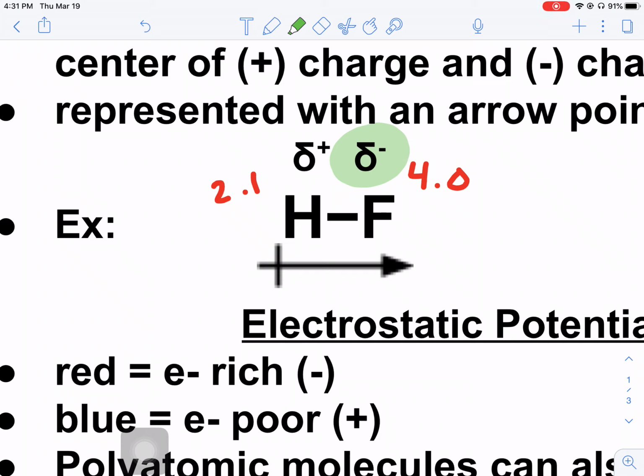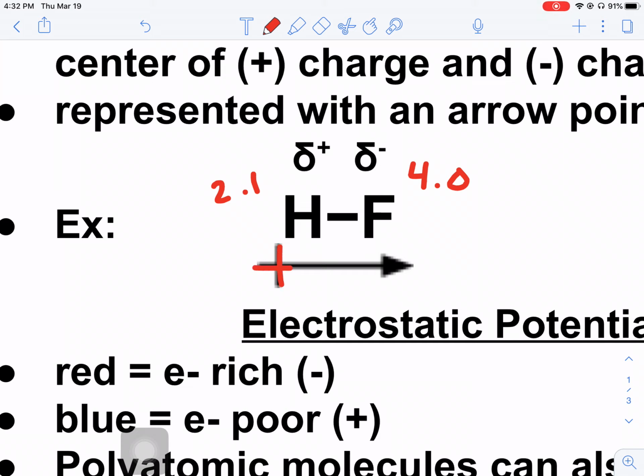So we can use a symbol, I believe it's lowercase delta, which represents slight or partial. So the fluorine end of the molecule is going to be slightly negative, and the hydrogen end of the molecule is going to be slightly positive. So we can use these little symbols, delta plus, delta minus, to mean slight or partial, or we can use a series of plus symbols and arrows.